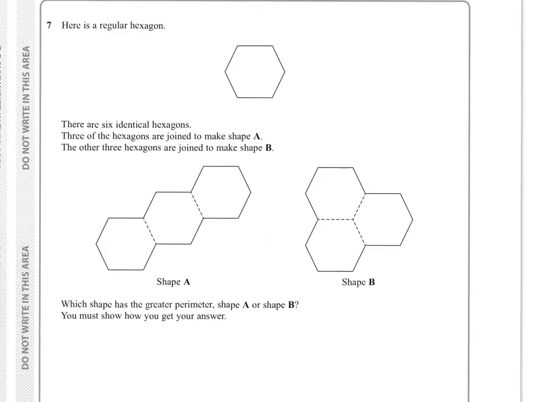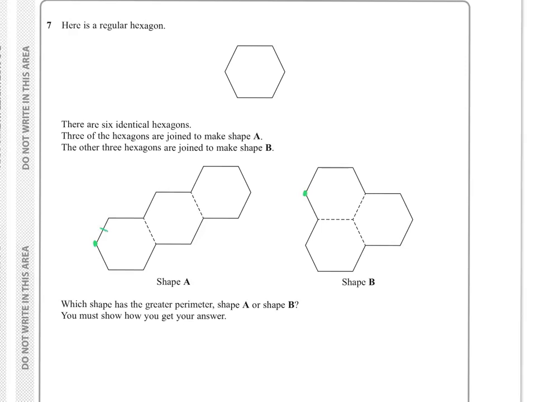Question 7. It gives you a regular hexagon and it says there's shape A and shape B, and you've got to work out which shape has the greater perimeter. So let's just say that each length is 1 unit, and if you want to use algebra you can call each part of the length n. It's up to you, or another letter. We'll just call it 1 unit for now. And I'll start here in this shape here, and for this one I'll start here.